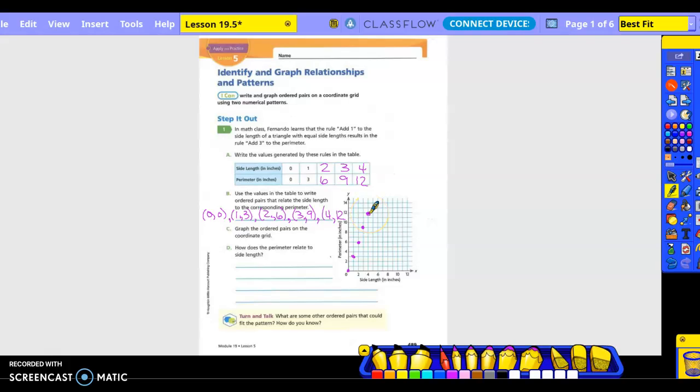How does the perimeter relate to the side length? So going from here to here, does it go up? Does it go down? It goes up, right? So that means we're either going to add or multiply. Okay, what is the repeating thing we see? Multiplying by 3. So multiply the side length by 3 to get the perimeter. Now remember, when you come up with that, you can't just say multiply by 3. You need to say what you're multiplying by 3 and what you're getting by doing that, okay? You have to be very descriptive.